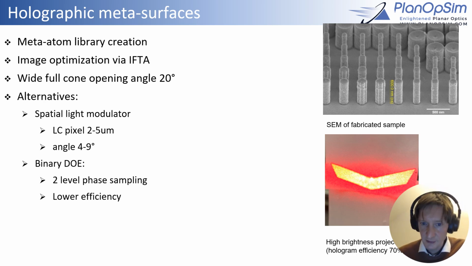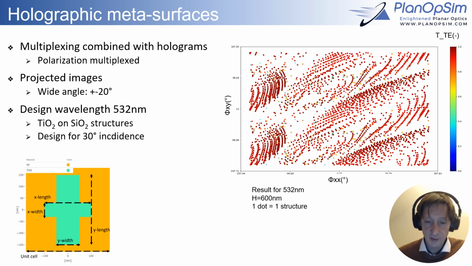That's a single holographic image, but now we can combine this again with the techniques of multiplexing. We make a new library again, which is multiplexed for the 2 polarizations, and also we use an off-axis incidence so that we can suppress the 0 order with a beam trap. You see here the design of the library. This was done for a wavelength of 532 nanometer using titanium dioxide structures on fused silica.